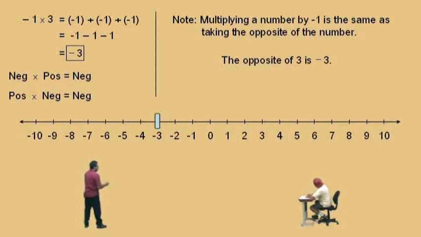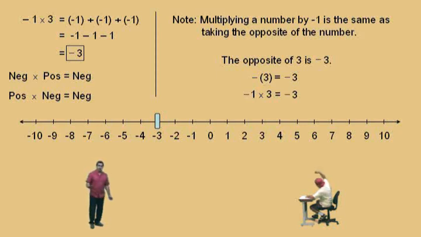Now, using mathematical symbols, remember, the opposite of 3 is -3. There you go. And so we just found out that multiplying a number by -1 is the same as taking the opposite, so -1 times 3 must be -3. So there you go. All right, Charlie, let's do this with another number now.